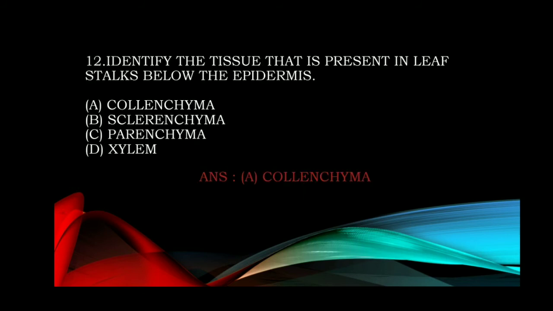Question number 12. Identify the tissue that is present in leaf stalks below the epidermis. Options A, collenchyma, B, sclerenchyma, C, parenchyma and D, xylem. And we know that in the leaf below the epidermis we can see collenchymatous tissue, right? And we know that the function of collenchyma is to give strength to the plant parts. So the correct option is option A, collenchyma.